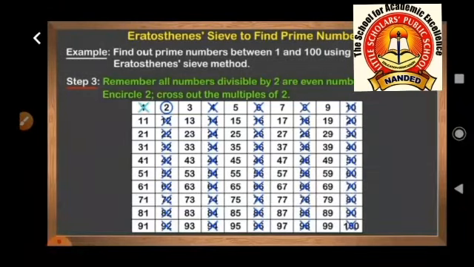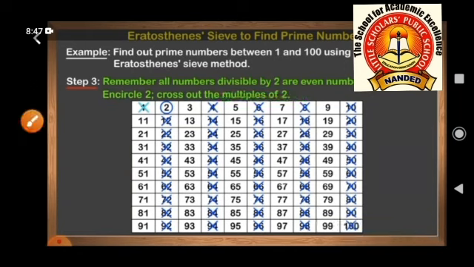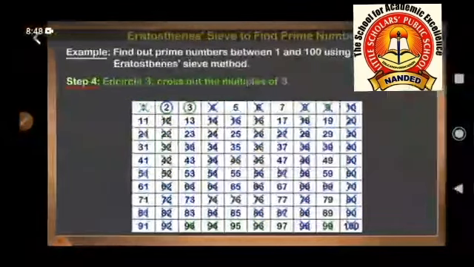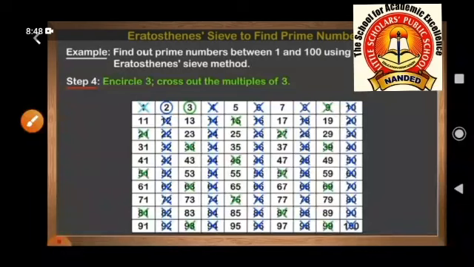What happened in the fourth step? It is important that he crossed out multiples of 2. Multiples means the numbers which come in the 2 table, the numbers which are exactly divisible by 2. Now some numbers are crossed out and other numbers remain. After that he encircled 3 and crossed out the multiples of 3. The numbers exactly divisible by 3 he crossed out, and only 3 he encircled.